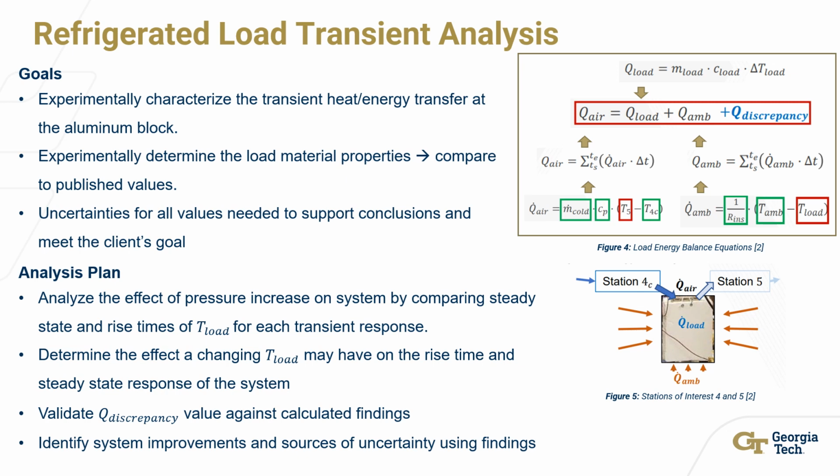The stations of interest for this stage will be Station 4, related to the cold air at atmospheric pressure, and Station 5, relating to the cool air at atmospheric pressure, seen in figure 5. Using the lumped capacitance method, we can treat the entire load as the same temperature and integrate to determine the total energy change. We will experimentally determine the load material properties and compare them to published values. We will then complete an uncertainty analysis for values relating to the client's goal, including the total transient energy uncertainty.